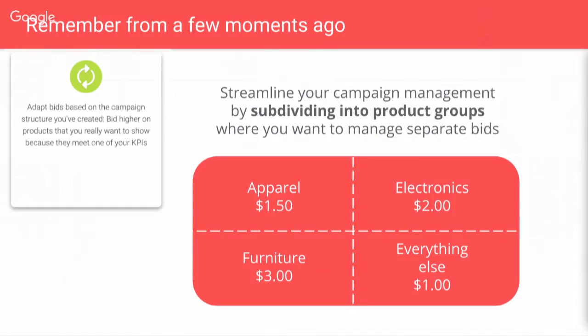So here is an example of how you can subdivide into product groups and bid based on that structure. In this case, we have a retailer that sells a wide range of products, apparel, electronics, furniture, and then a catch-all for everything else. And they're tiering their bidding based on the product type. So this is a way to use structure to adapt your bids. Pretty straightforward.